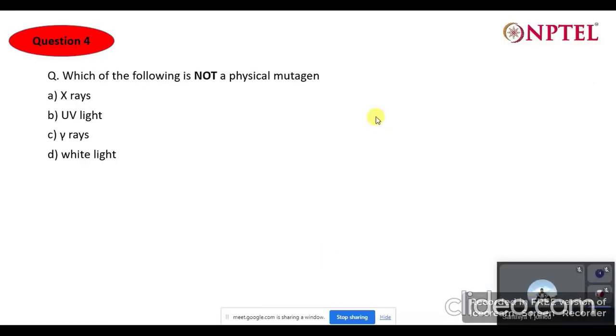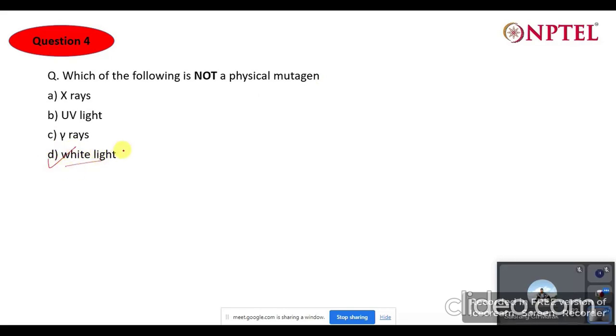Yeah. So now comes question 4. Which of the following is not a physical mutagen? X-ray, UV light, gamma rays, or white light? So the answer is option D. White light. Sir, it is not.